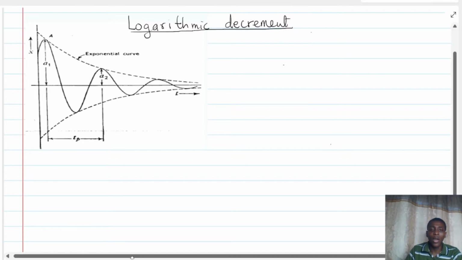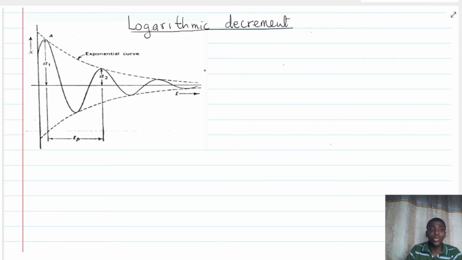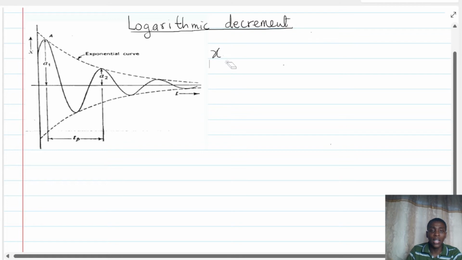In this video, I want to introduce you to logarithmic decrement. Why are we calling it logarithmic decrement? What we have here is the response of an underdamped system. And how did I know this is actually an underdamped system? We said that the response of our underdamped system is what?